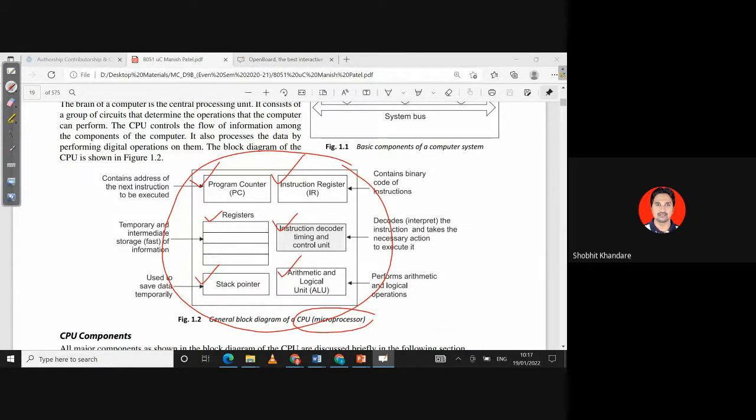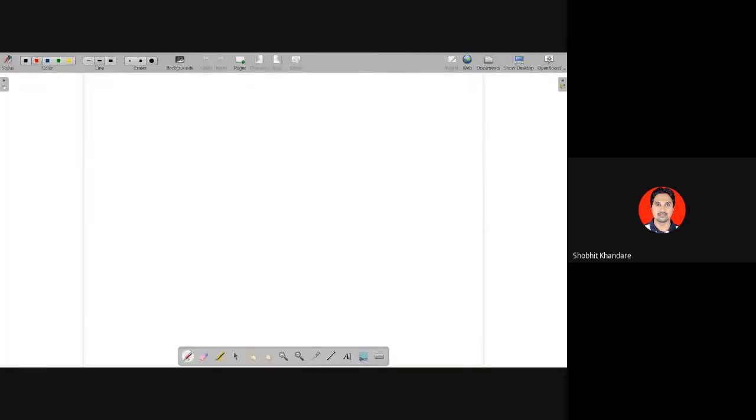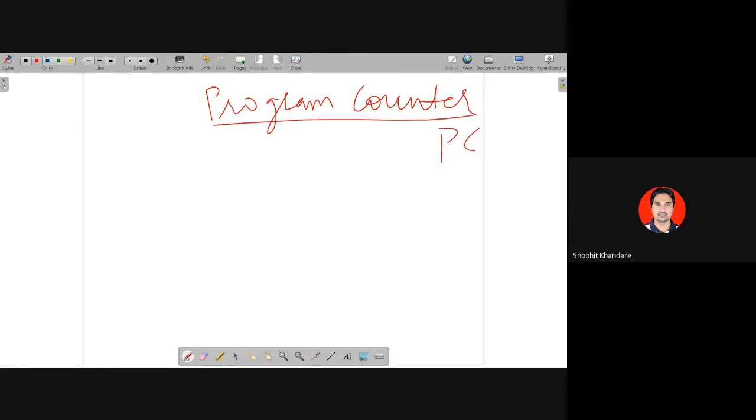Program counter, PC. ये सब हम आगे detail में पढ़ने वाले हैं, but I have to explain you these blocks in brief. So program counter is what? It contains the address of the next instruction to be executed. This is important. Try to understand. और मैं एक बात बता रहा हूँ, अगर नहीं समझ रहे तो you just stop me there. In short, it is called a program counter, PC. Now this program counter will contain the address of the next instruction to be executed.